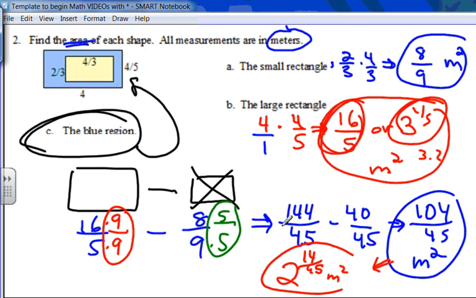And if you had no calculator and you wanted to estimate this, 15/45 would be exactly a third. So this is just 1/45, a very small fraction shy of 2 1/3 square meters. But either of these answers are acceptable.